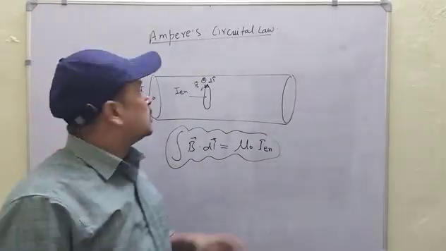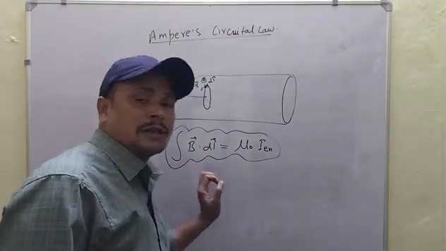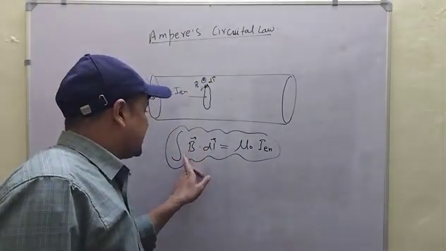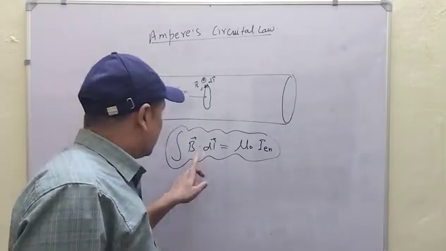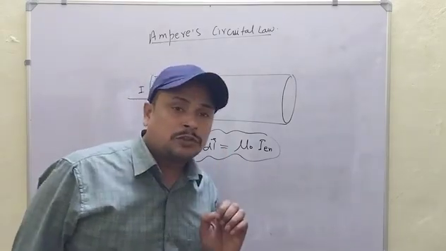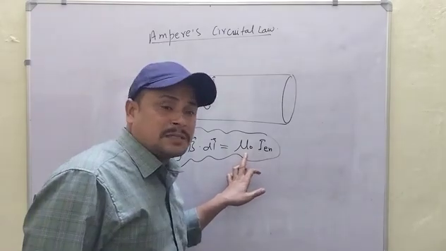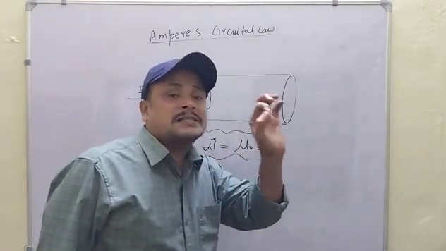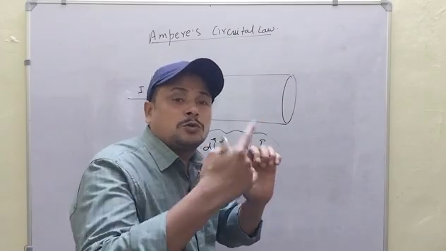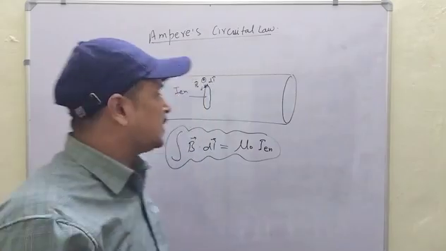So what is Ampere's circuital law? Ampere's circuital law says the line integral of the magnetic field is always equal to mu naught times the current which is enclosed by the loop we are taking. This is Ampere's circuital law.